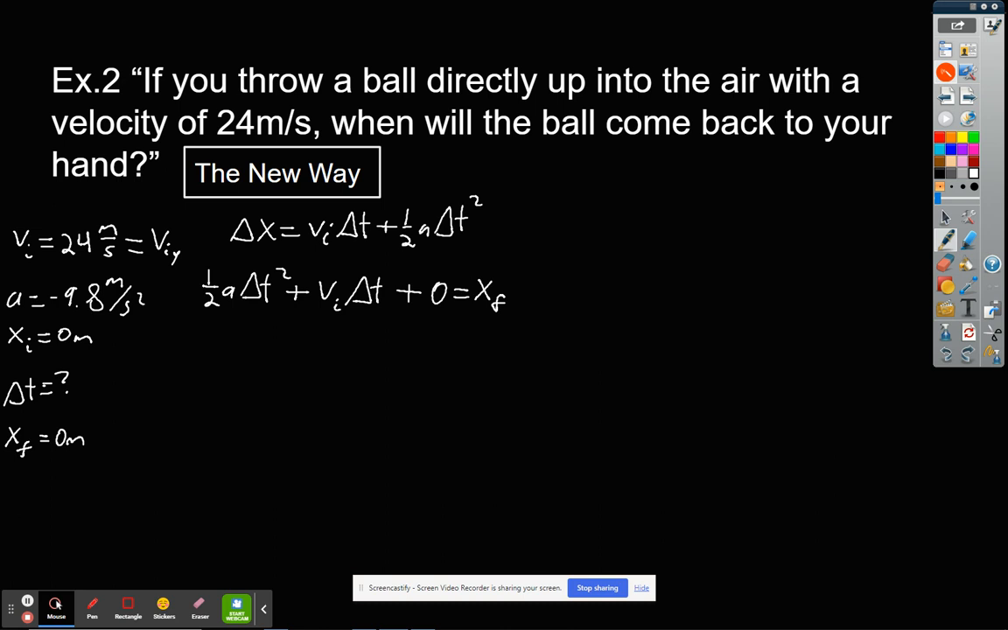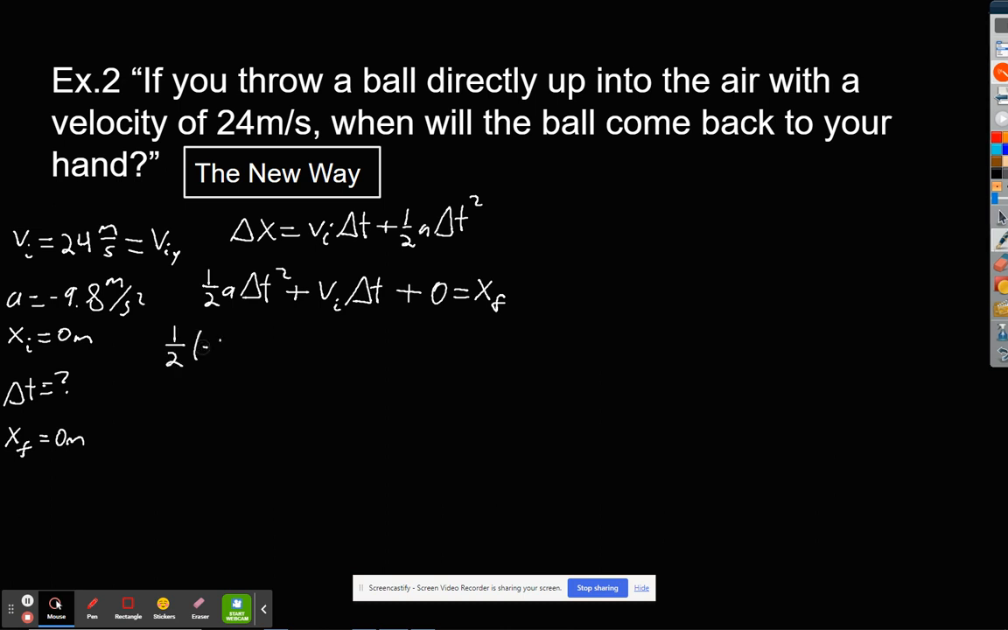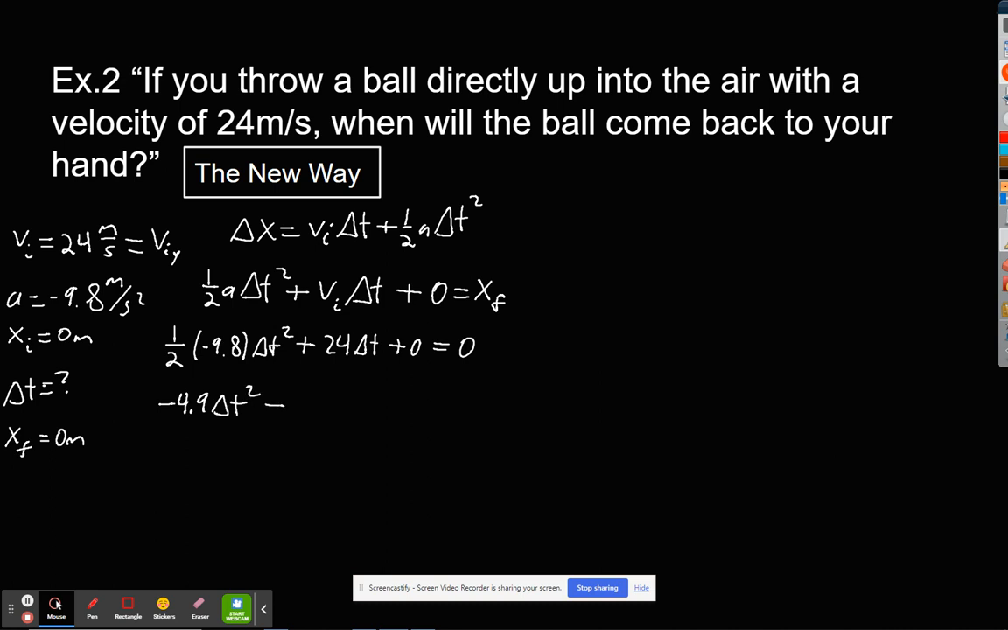So let's plug in some numbers. 1/2, negative 9.8. Initial velocity, 24. I like to simplify that 1/2, negative 9.8 a bit, just because I try to get rid of fractions whenever I can. I don't care for fractions. There's our standard form. We got our A, our B, our C. Jump over the quadratic formula.